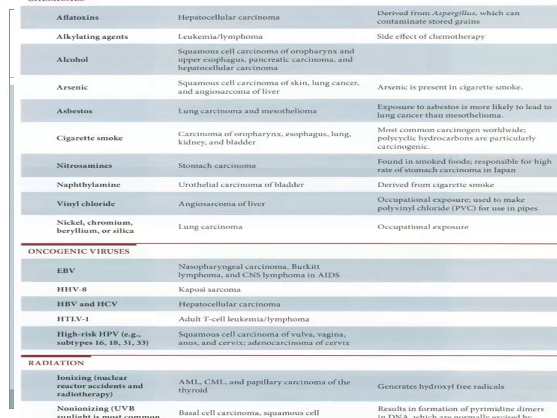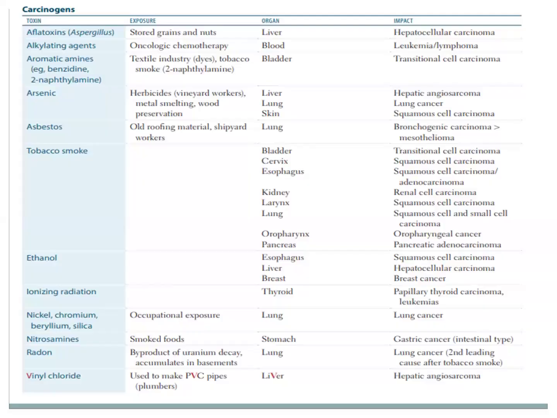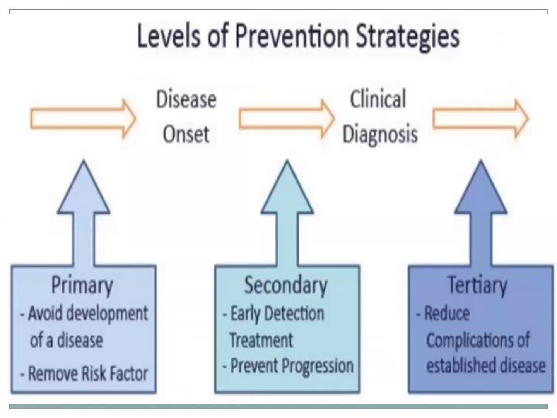For example, aflatoxin causes hepatocellular carcinoma, alcohol causes oropharyngeal cancers, cigarette smoke causes lung cancers, and then we have viruses like EBV, Epstein-Barr virus, which causes nasopharyngeal cancer. Hepatitis B and hepatitis C cause hepatocellular cancers. Then we have human papilloma virus, which causes squamous cell carcinoma of the reproductive tract. Then radiation causes cancers of the thyroid and skin. The list continues.